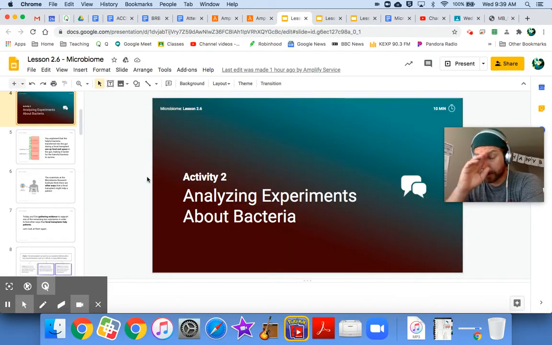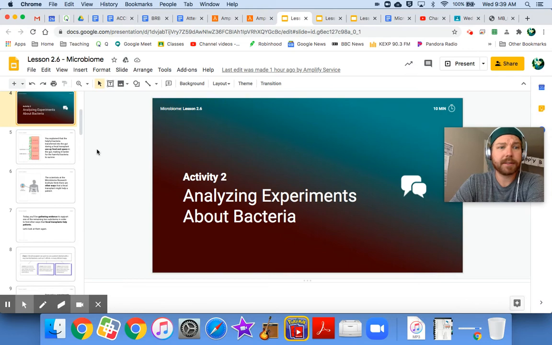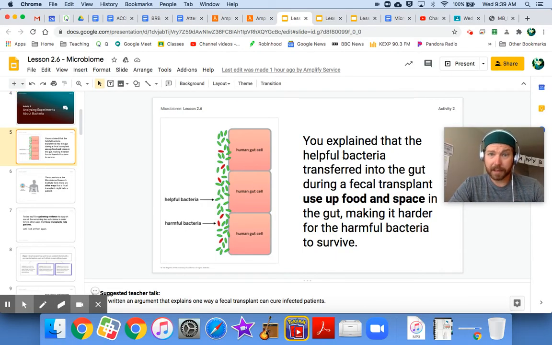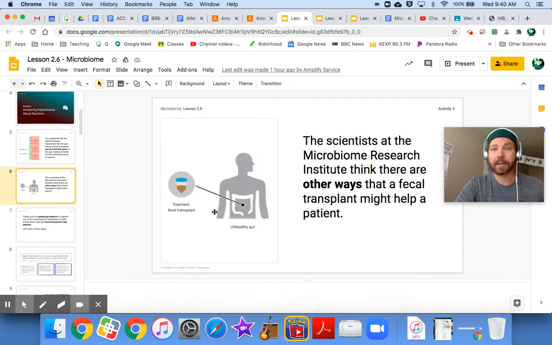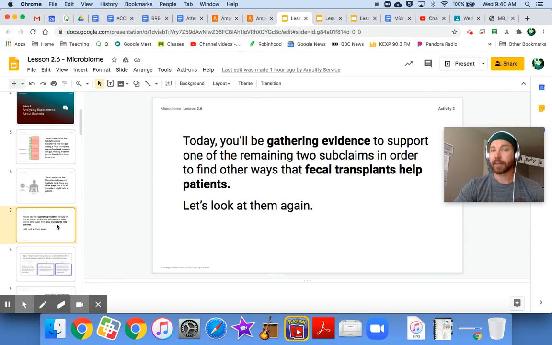All right, in activity 2, we're going to analyze some experiments about bacteria, as the title says. We're going to look at some of the subclaims that we dismissed the other day because we were more focused on how bacteria takes up food and space to prevent other bacteria from getting a foothold in our microbiome. But we're going to look at some of those other subclaims too. We explained that the helpful bacteria transferred into the gut during a fecal transplant use up food and space in the gut, making it harder for the harmful bacteria to survive. But there are other ways that fecal transplants can help. There's other things that these bacteria do. Let's take a look at some of those.